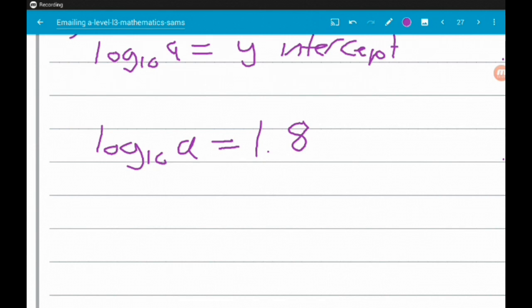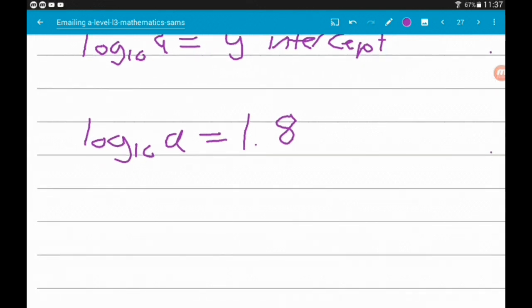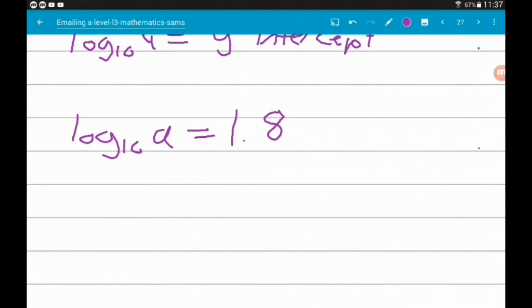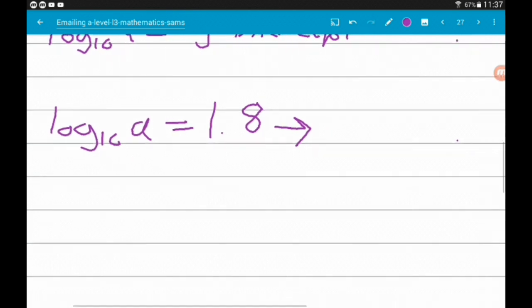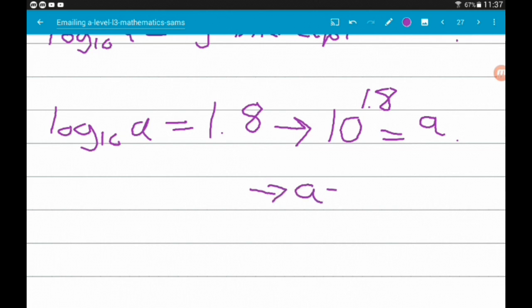So, if log base 10 of a is 1.8, then we know 10 to the power 1.8 is equal to a. So if you chuck that in your calculator, we will get a is 63.